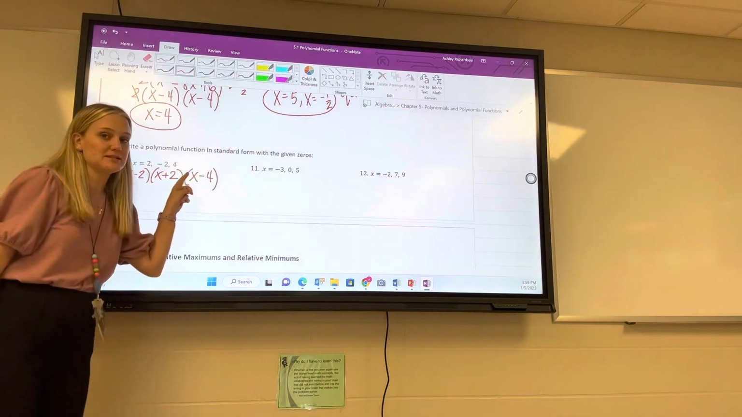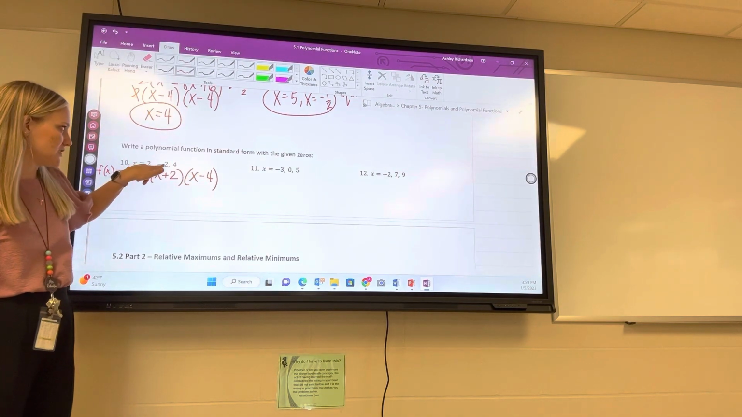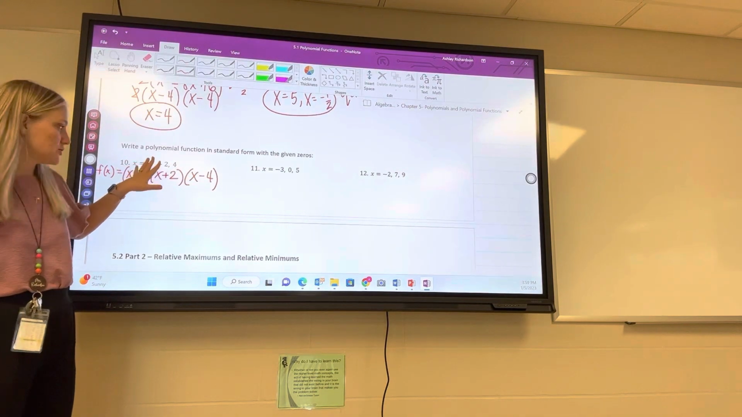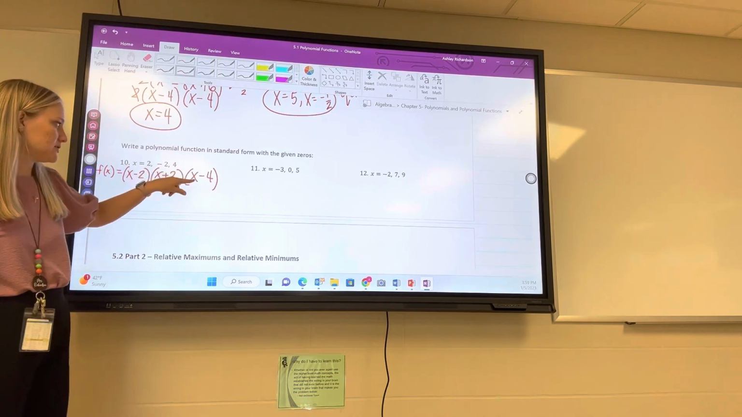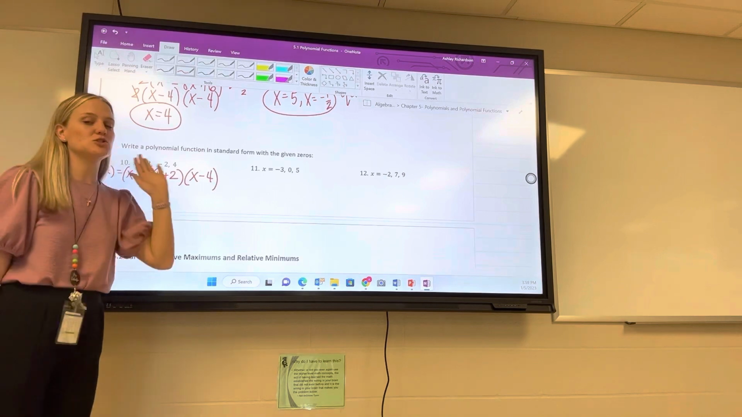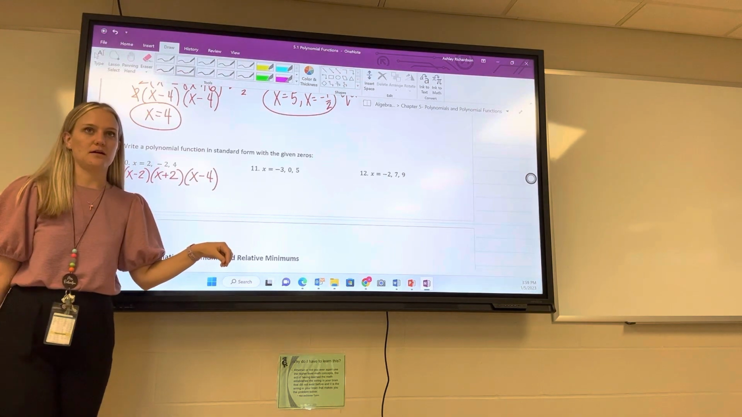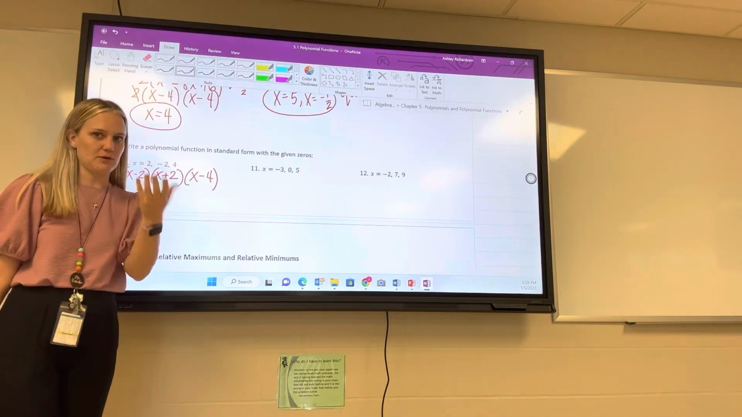Notice it's the opposite sign because when I solve each of these, when they're set equal to 0, I should get this. So it's the opposite signs, x minus 2, x plus 2, and x minus 4. And then if I want to write this as a function in standard form, I'm just going to have to multiply these out and then put them in order of decreasing degrees or decreasing exponent powers.